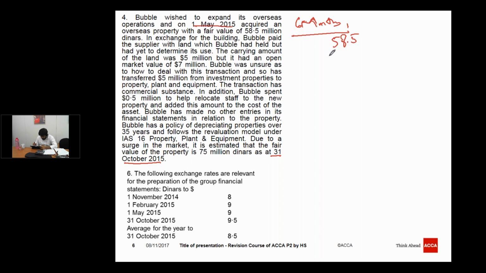So what is the exchange rate at this date? So 58.5 divided by the 1st May rate, that is 9. We got the value of 6.5.